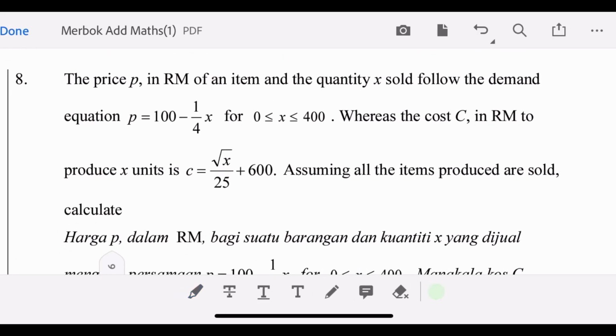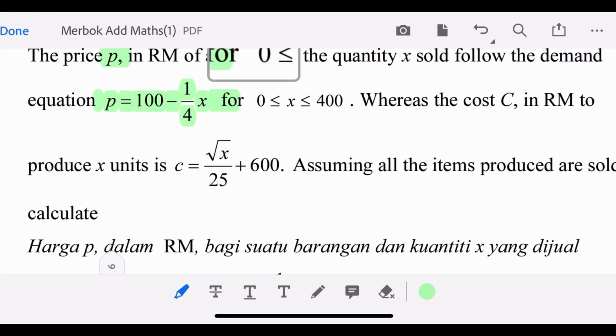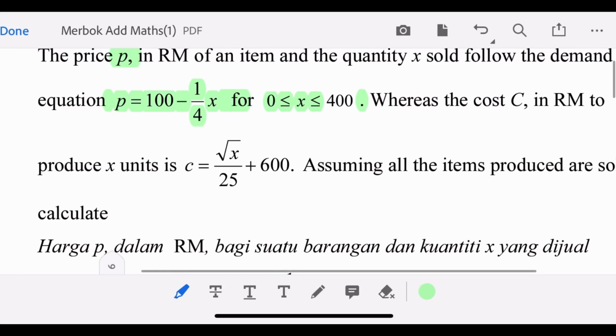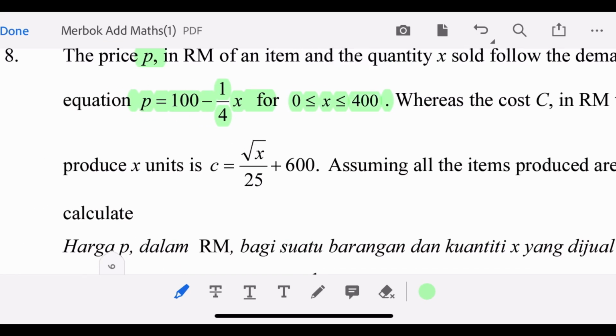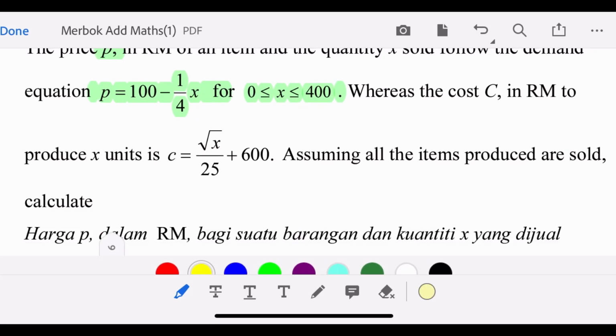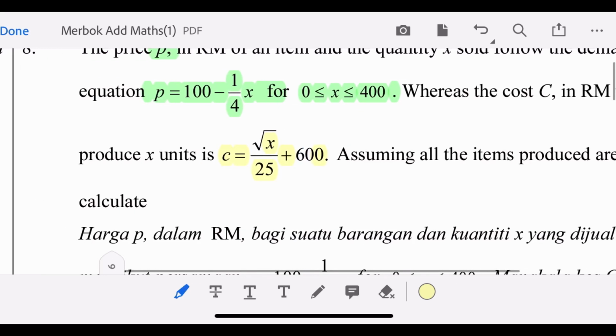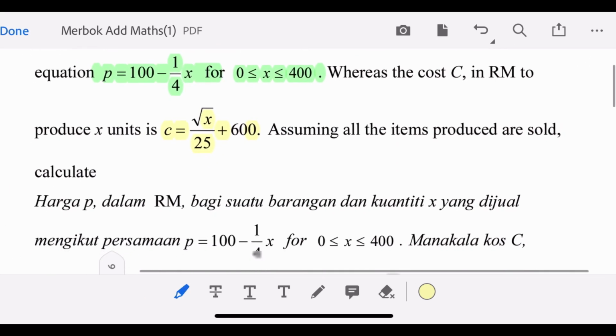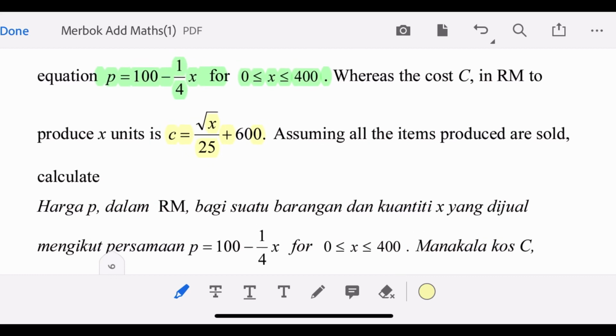Okay, this is the last question in my video. So let's see what the question is. The price P in Ringgit Malaysia of an item and the quantity x sold follow the demand equation P is 100 minus 1 over 4 x, where x is greater than 0 and less than 400. Okay, the cost C in Ringgit Malaysia of producing x units is C equal to square root x over 25 plus 600. Okay, assuming all the items produced are sold, you are asked to calculate.